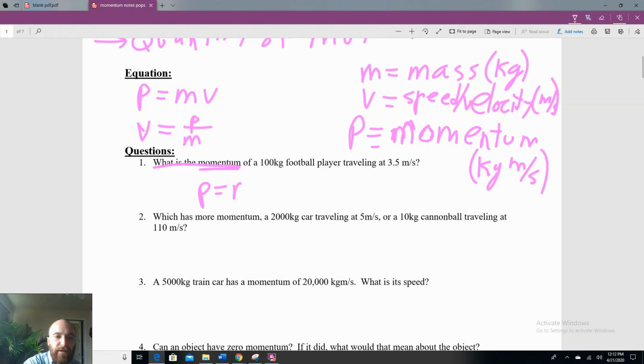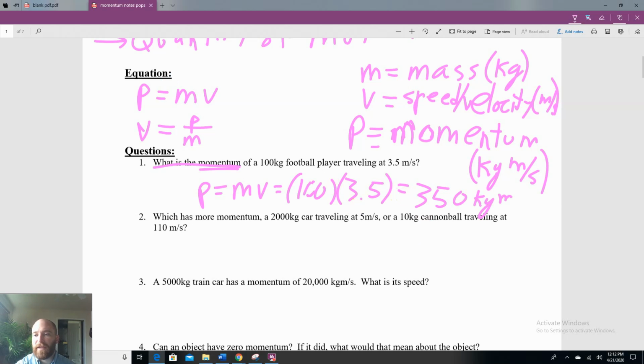P equals mv. We know the mass is the 100, because mass is always measured in kilograms. We know that the speed or velocity is the 3.5, because it's measured in meters per second. Looks like we're just going to multiply the two of those together, and you should get 350 kilogram meters per second. There we go. The momentum of the football player.